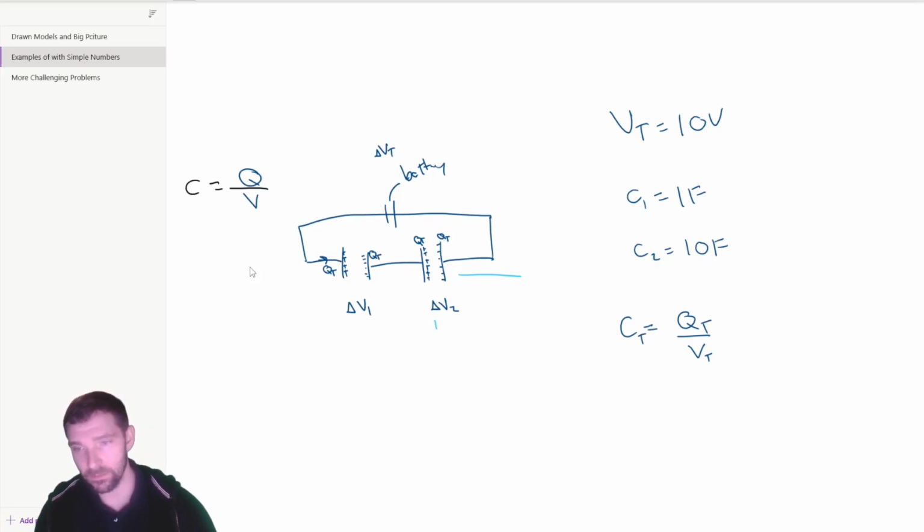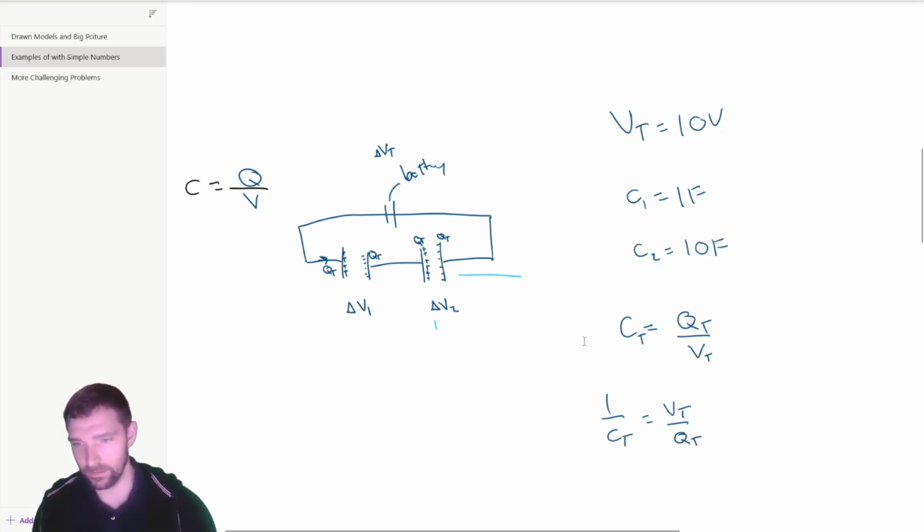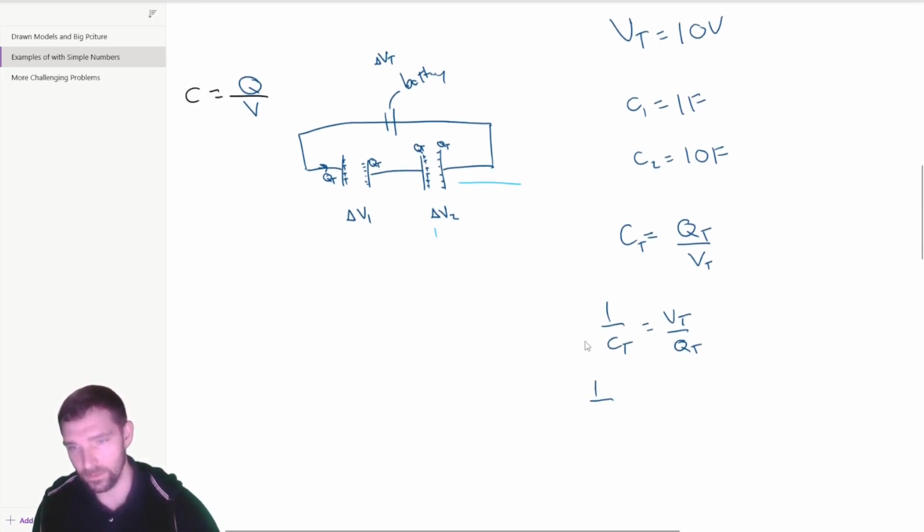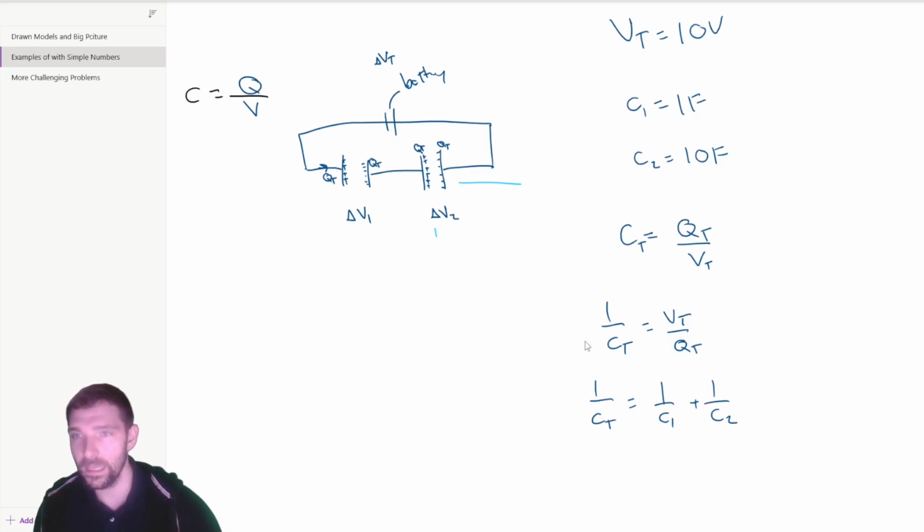So if we really want to have the same numerator or same denominator, we're going to need to do 1 over CT, because that ends up getting us VT over QT, and now we've got a denominator that really is constant. So if we do 1 over CT, we can then do 1 over C1 plus 1 over C2, and we have some values here.